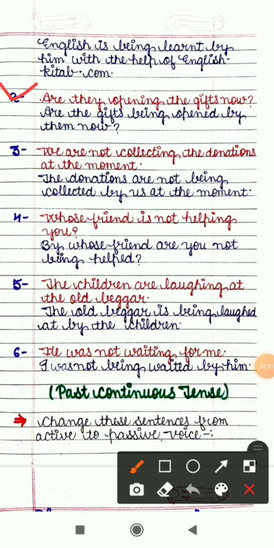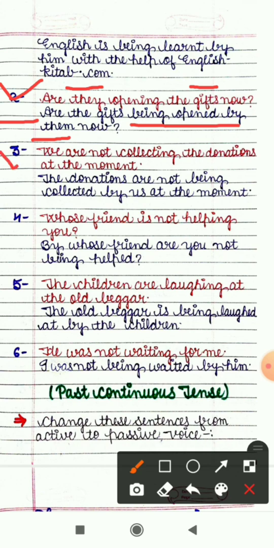The second sentence is: are they opening the gifts now? It is an interrogative sentence. First of all, what is the subject? The subject is they, and the object is gifts. So our new subject will be gifts, which is plural, and according to it our helping verb will be are. Are the gifts being opened by them now? Them is the objective case of they, which is our new object. Are the gifts being opened by them now?